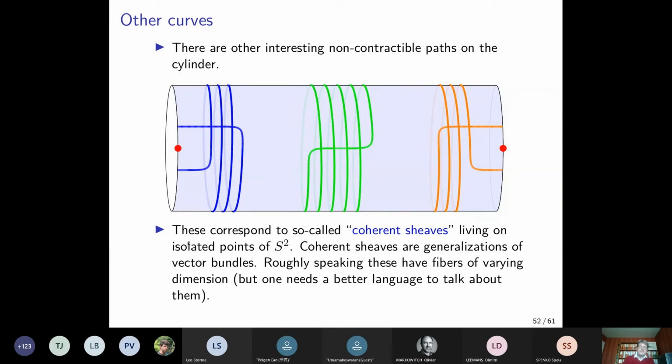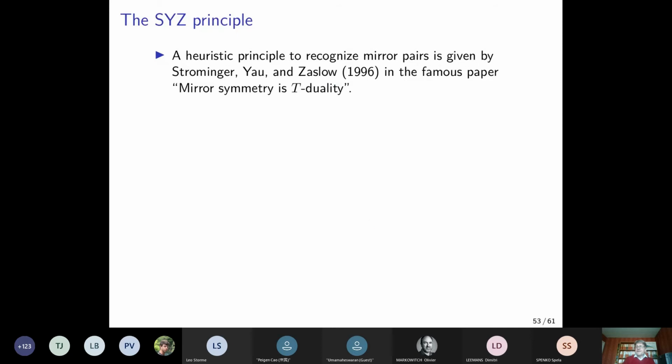In this case, it turns out that the curves correspond to coherent sheaves living on isolated points of the two-sphere. How do we recognize the mirror of a complex space? Well, there are some heuristics, and one heuristic is the SYZ principle by Strominger, Yau, and Zaslow from 1996, which is mainly derived from physics, so it's not mathematically rigorous.